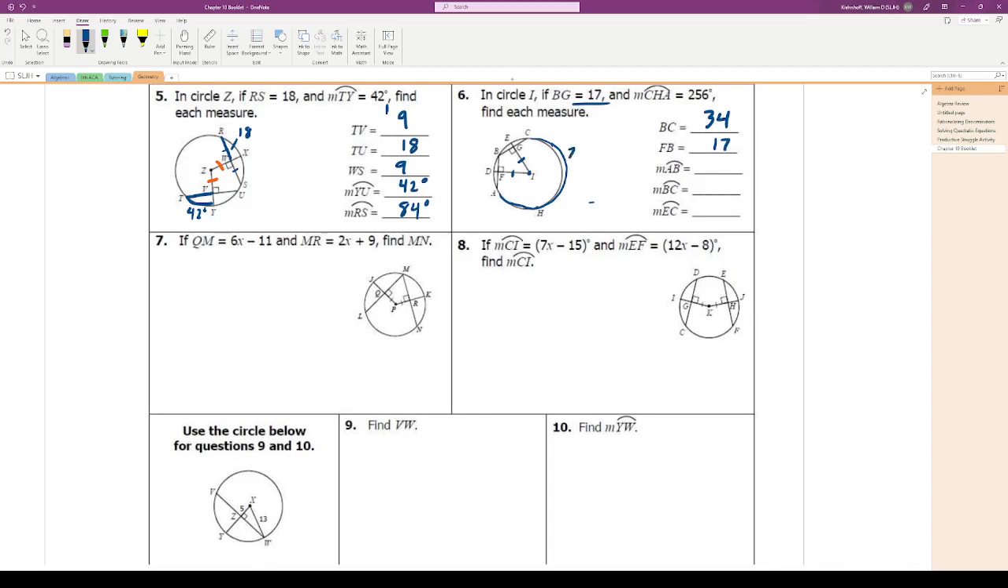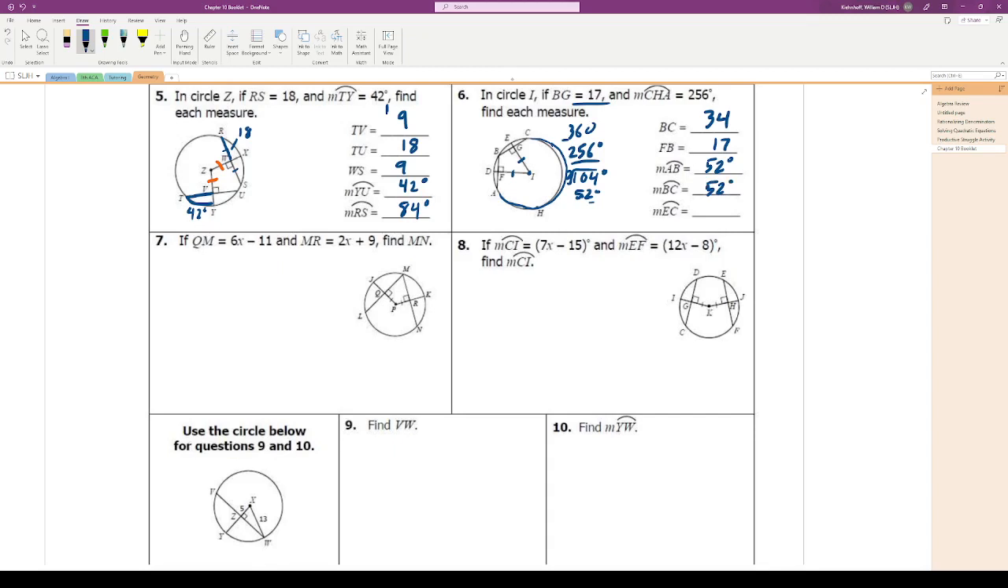So if that one is 256 degrees, then what's left for our two arcs over here is 360 minus that, which is going to be 104 degrees. That means each BC and AB are half of that, so divide by 2, we get 52 degrees. So now I can answer, measure of AB is going to be 52 degrees. And measure of BC is equal to 52 degrees as well.